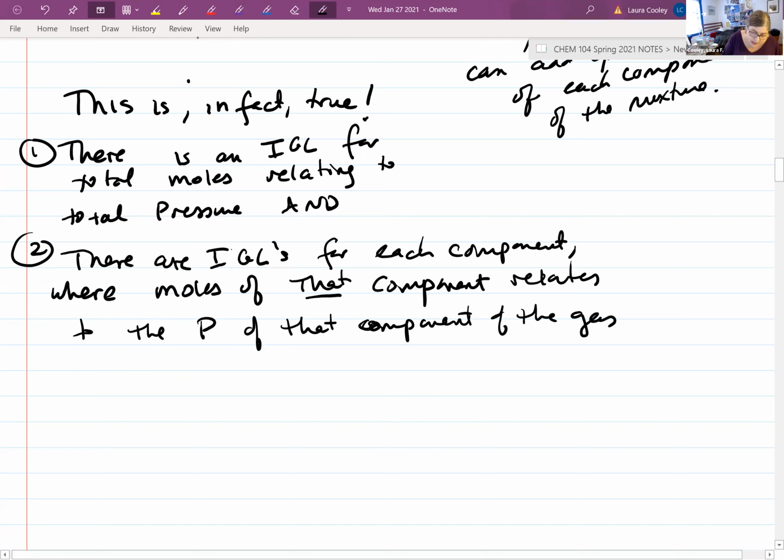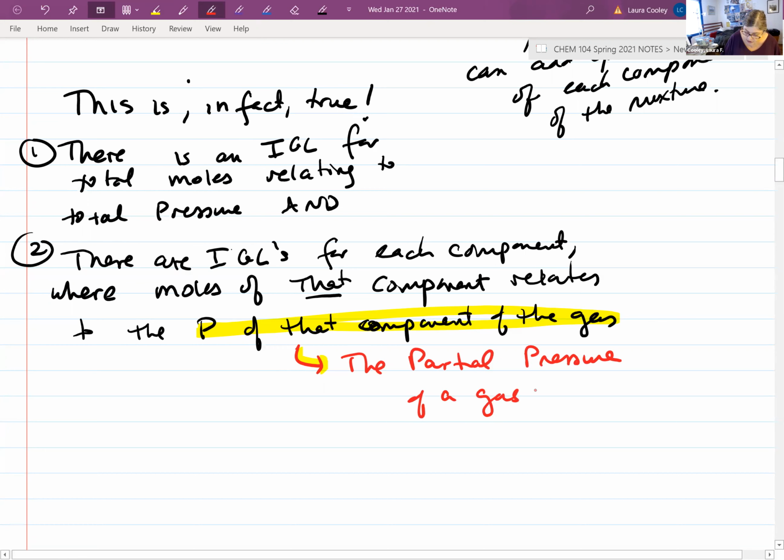And this pressure of that component of the gas, we call this the partial pressure of a gas in a gas mixture.